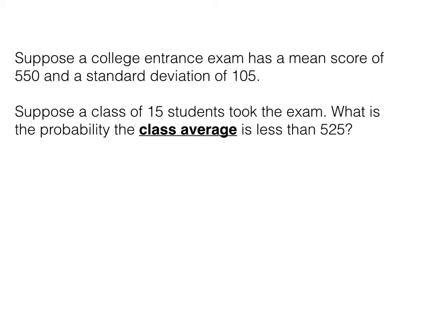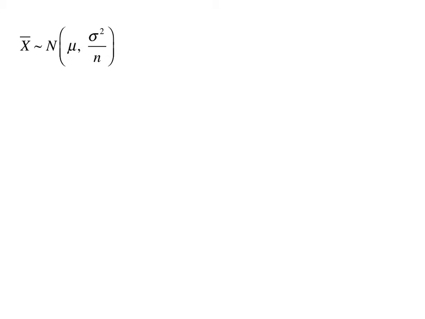Now here we're talking about what happened to the entire class as an average, not as an individual. So what this is saying in general is x is distributed normal with a mean of mu and a variance of sigma squared, the population variance, divided by n. We now have to take into consideration sample size.